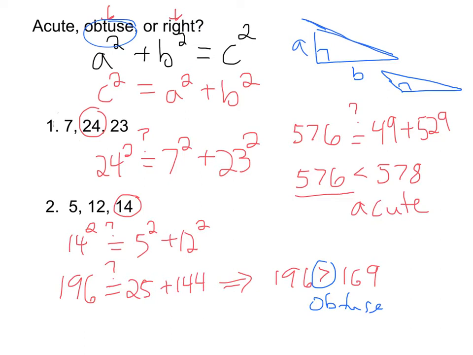Okay, but for your task in this lesson, you just need to have the skill of being able to identify whether three side lengths form an acute, obtuse, or right triangle using the Pythagorean equation.